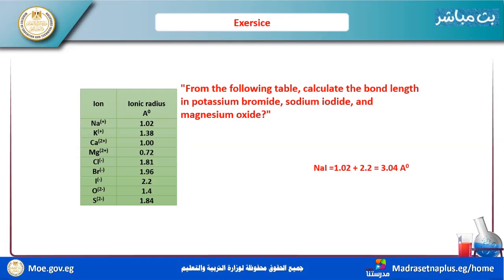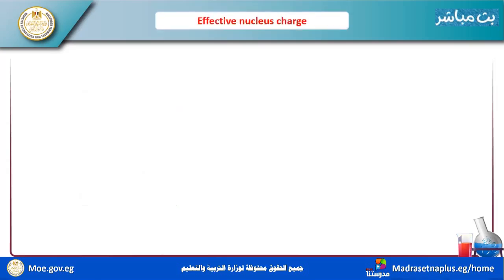NaI: 1.02 plus 2.2 equals 3.04 angstrom. KBr: 1.38 plus 1.98 equals 3.34 angstrom. MgO: 0.72 for Mg plus 1.4 for oxygen negative 2 equals 2.12. So this is the way to determine the bond length of any ionic compound.